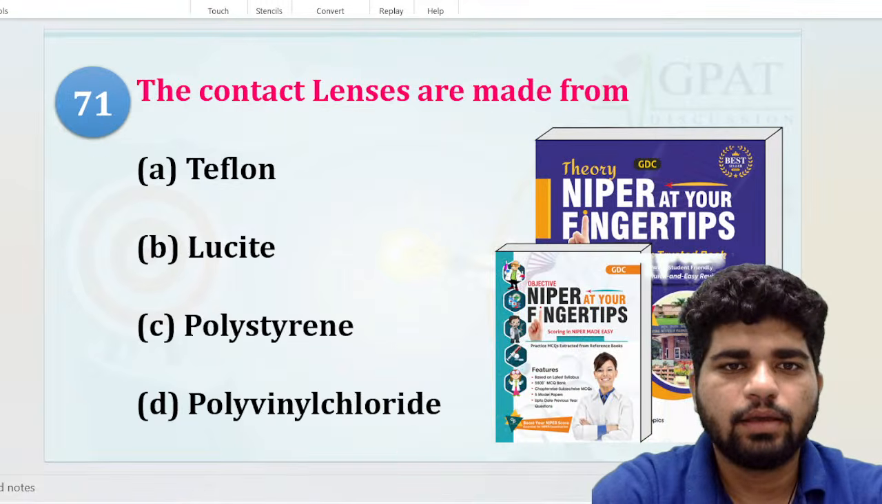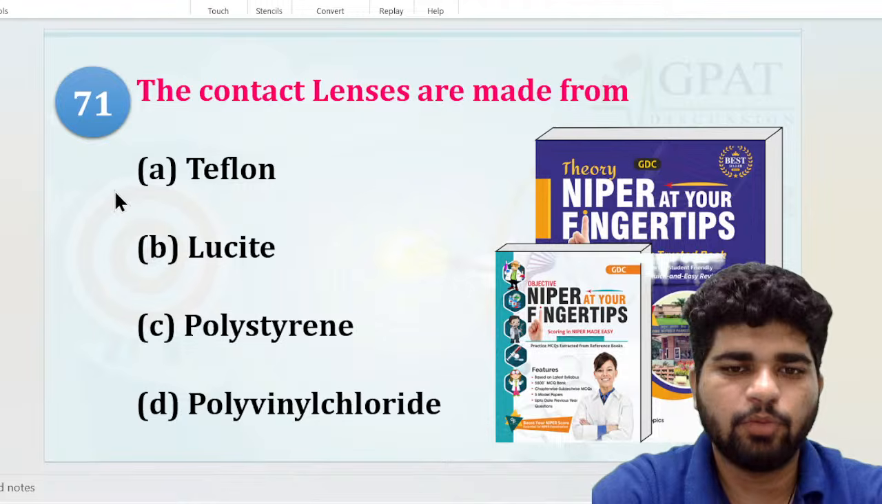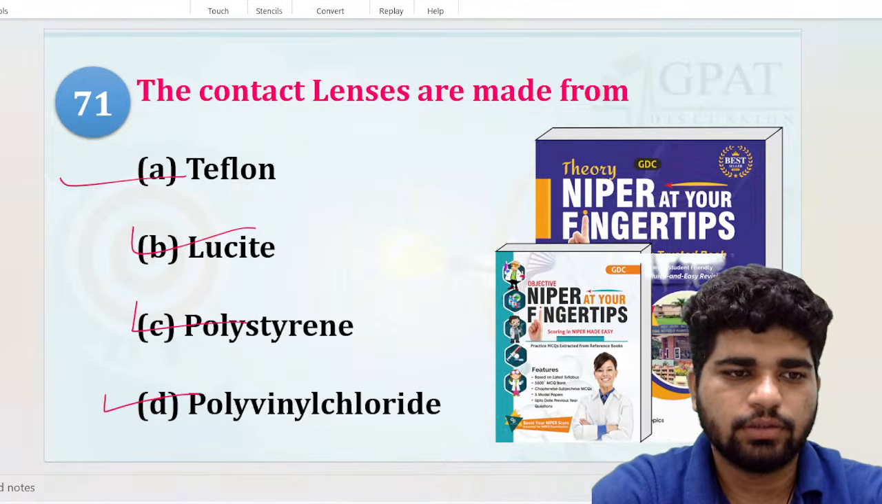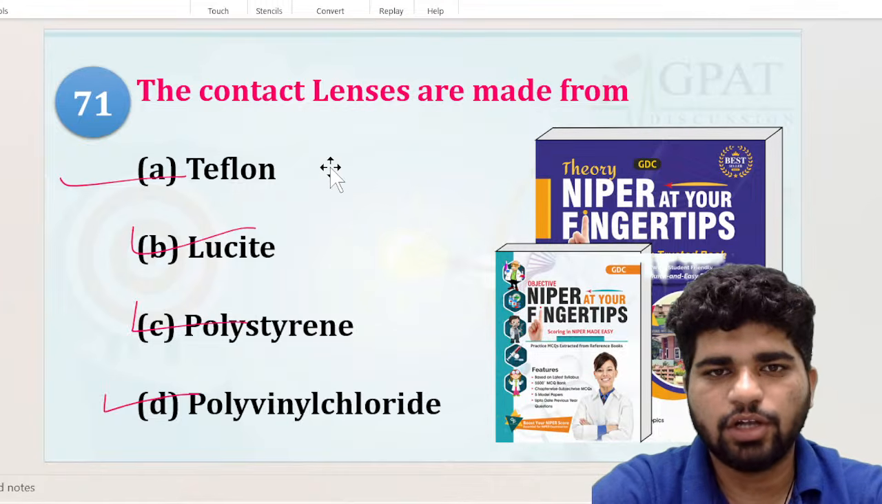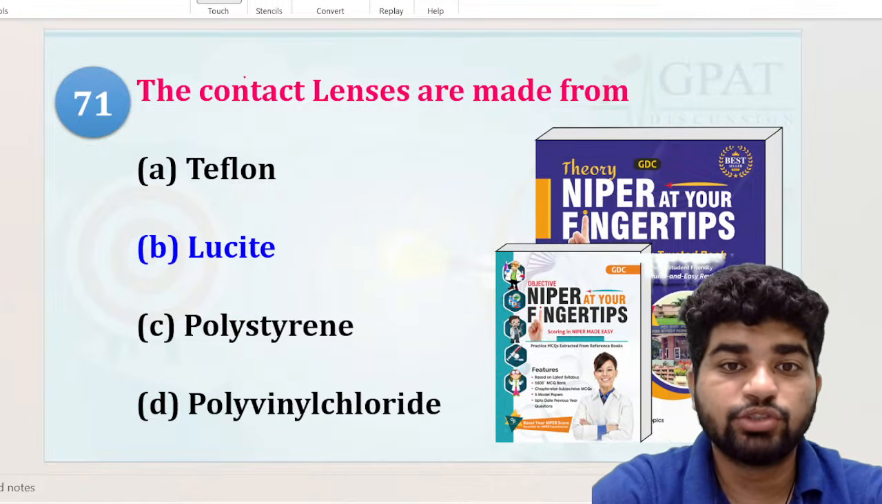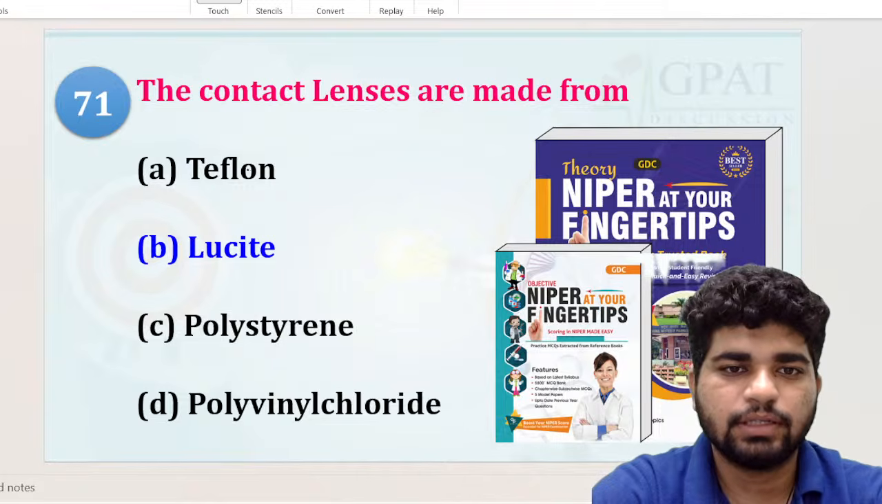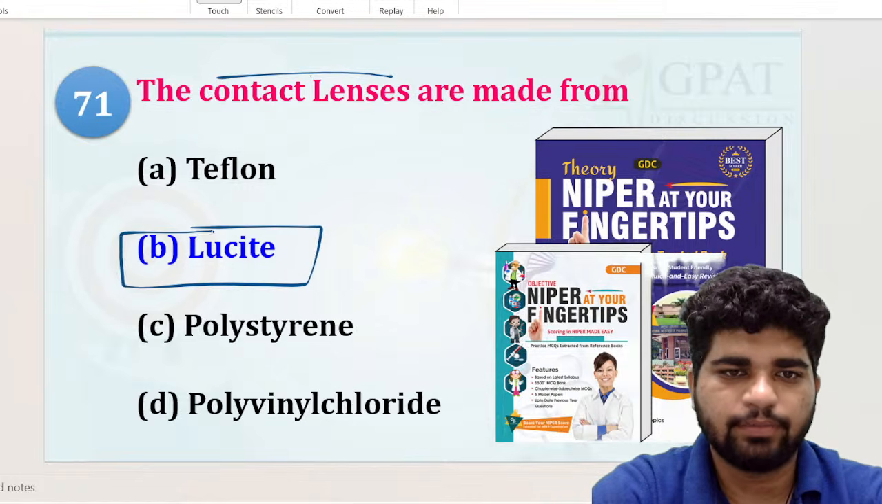Now, the contact lenses are made from Teflon, lucite, polystyrene, or polyvinyl chloride. Yeah, tell me this one. This is the last question from pharmacology, and this is nothing but your lucite base. L for lucite and L for lenses, contact lenses. That is nothing but your lucite base over here.